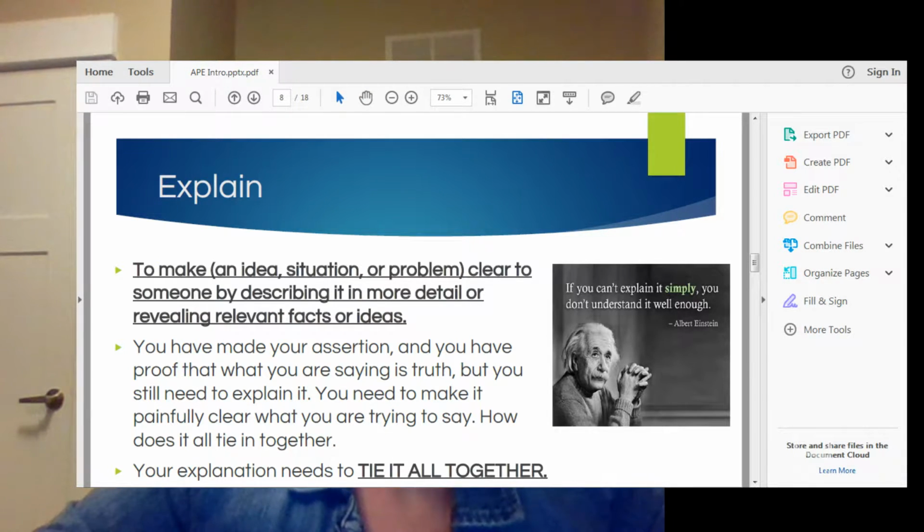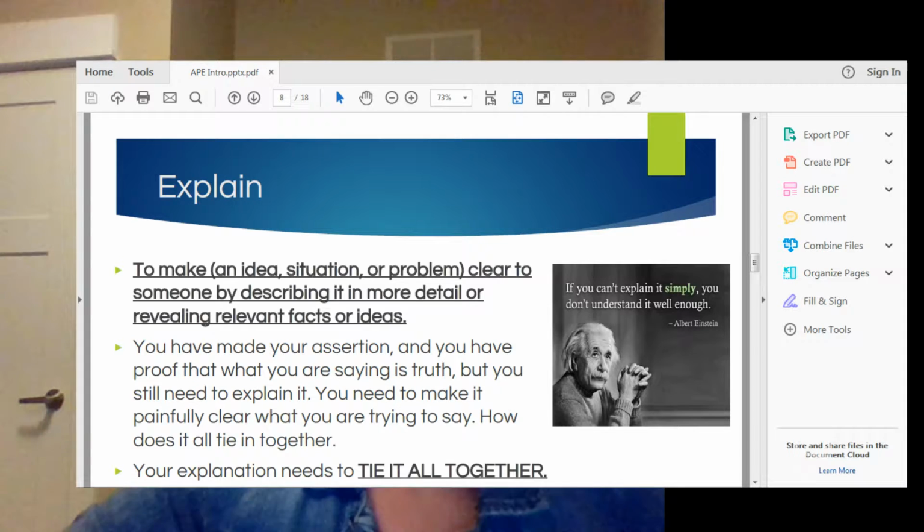Next, that brings us into explain. Explain means to make an idea, situation, or problem clear to someone by describing it in more detail or revealing relevant facts or ideas. You have made your assertion and you have proof that what you're saying is true, but you still need to explain it. You need to make it painfully clear what you're trying to say here and how it really does tie all together. Your explanation does need to tie everything together, and I can't express that enough. When you're writing, you need to make it painfully clear what you're saying. Never make your reader guess what you are trying to say.